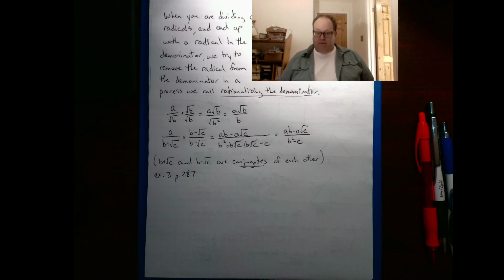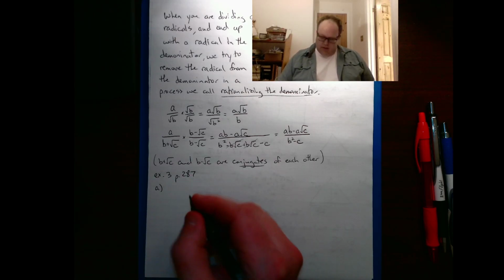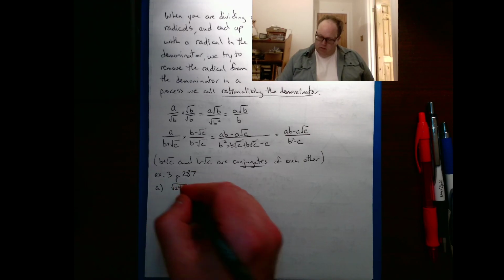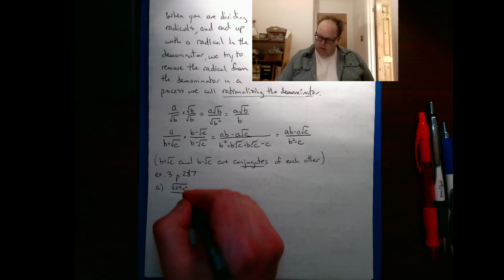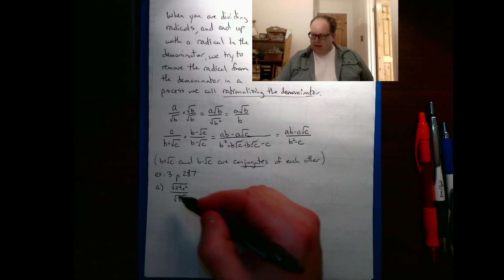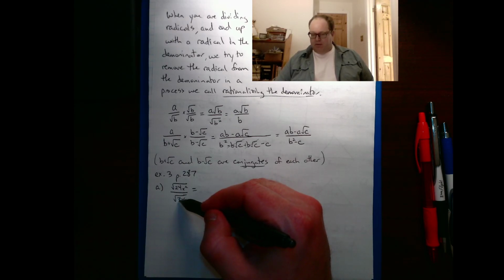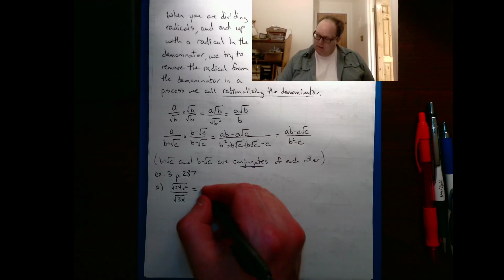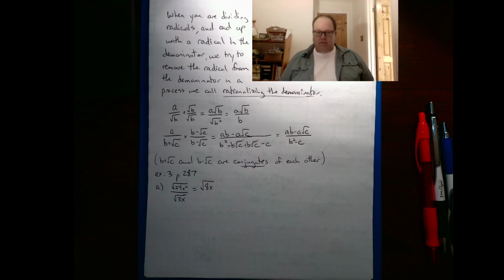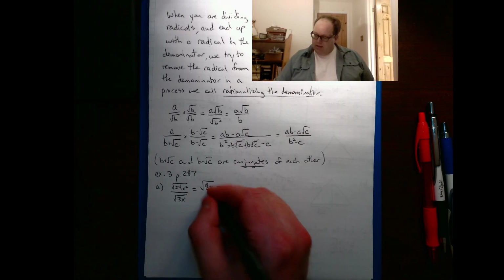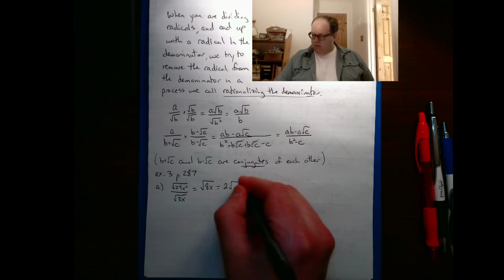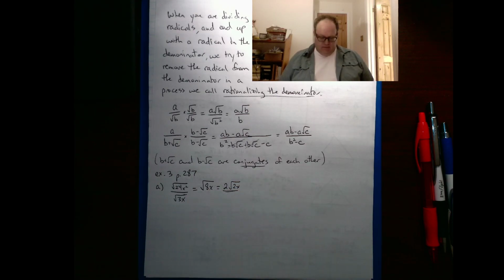You're asked to simplify the following expressions. In A, you're simplifying root 24x squared over root 3x. Now again, since my indices are the same, I can simply divide the radicands. Since this works out nicely, 24 divided by 3 is 8, x squared divided by x is x, and this just becomes root 8x. But I can simplify the 8 part of this, and it would be 2 times root 2x. Fairly straightforward at that point.